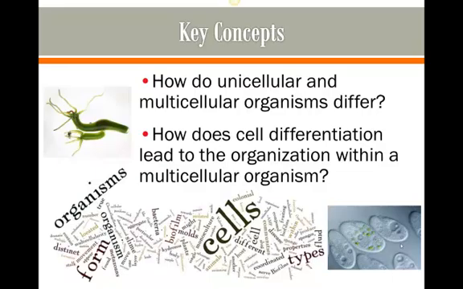Now, if you're not familiar with differentiation, that's going to be something new. You should be familiar with what unicellular and multicellular mean. Uni means one. Unicellular, the organism is one cell. Multi, many. So multicellular is an organism that is made of more than one cell.